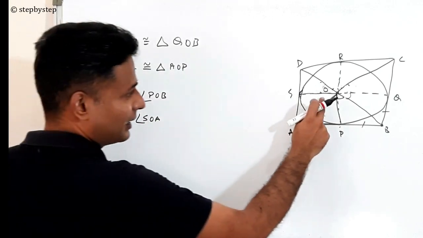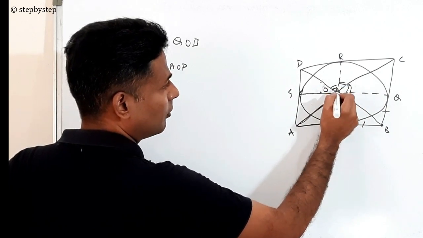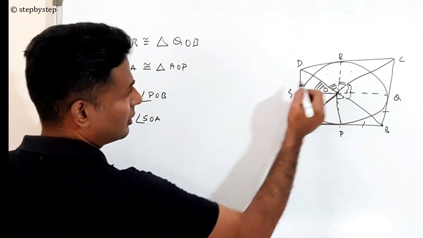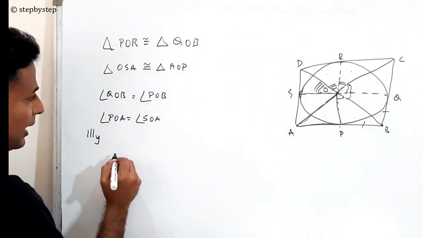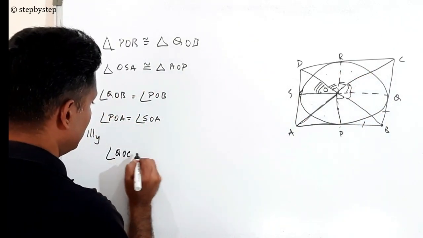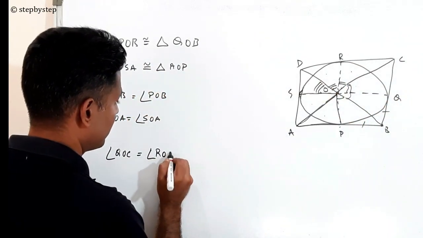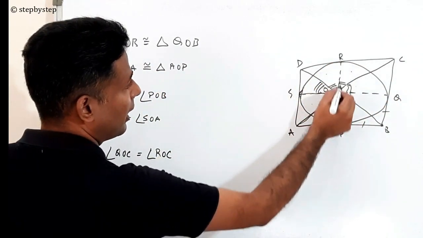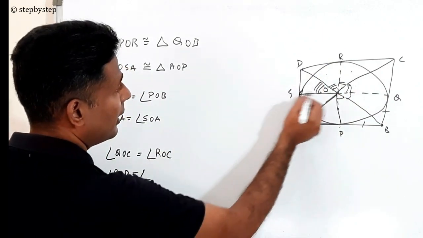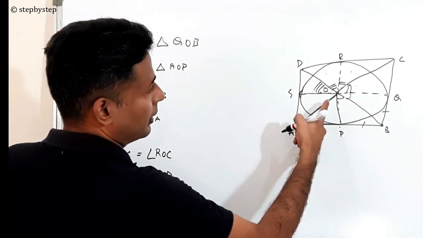Now just like this, here also it will be the same case. This angle will be equal to this angle will be equal to this angle, right? Because these 2 triangles are congruent. So similarly, we will get angle QOC equal to angle ROC, and we'll get angle ROD equal to angle SOD.